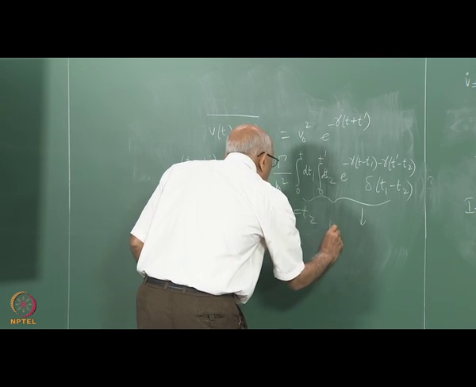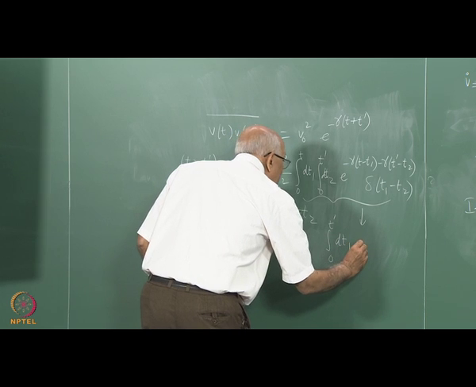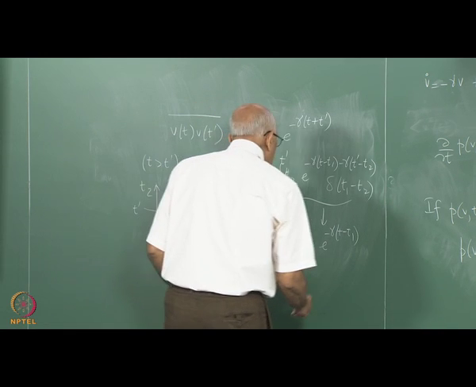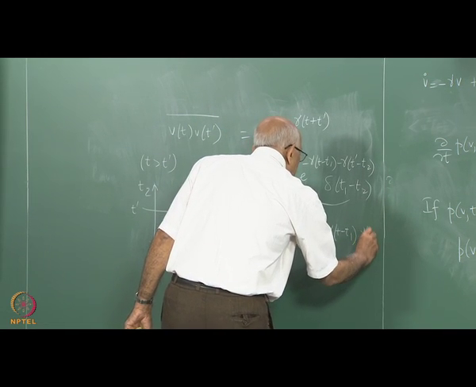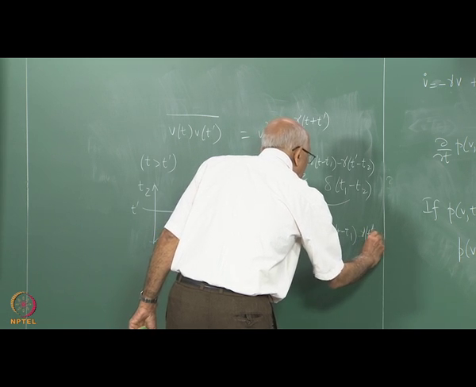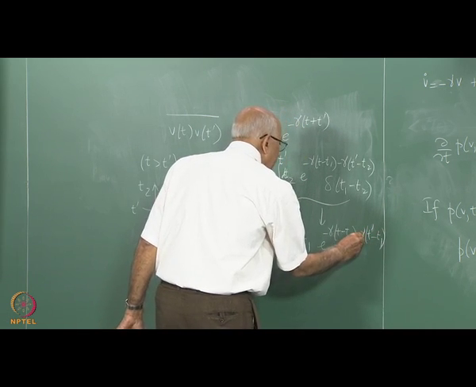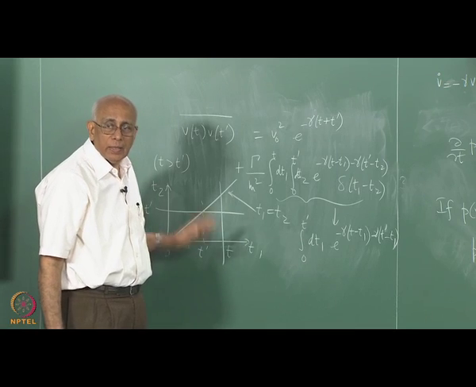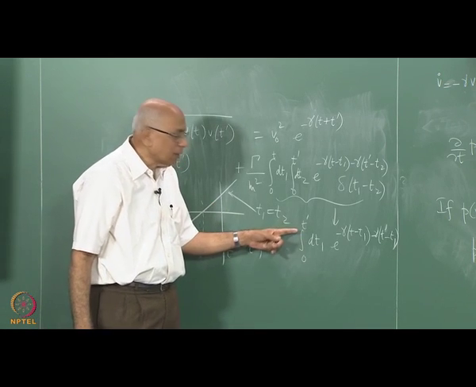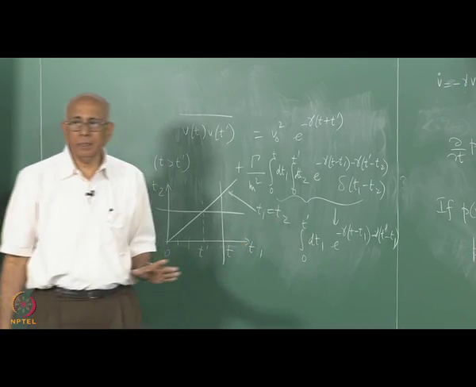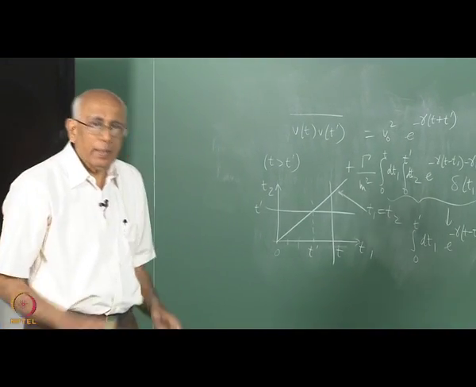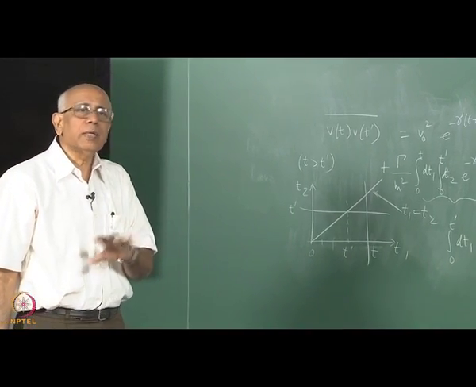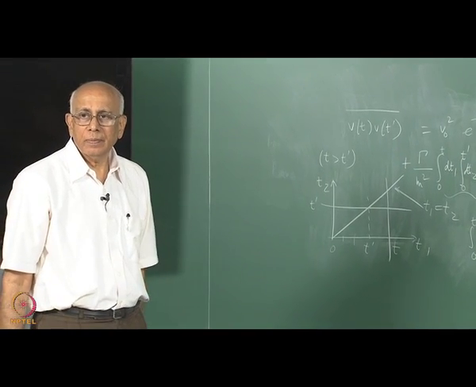So this thing reduces to integral 0 to t prime dt1 e to the minus gamma (t minus t1) minus gamma (t prime minus t1) once again. You can set t1 equal to t2 inside the integrand by using the delta function constraint, but the t1 integration is constrained to stop at t prime, okay, and then you have to do this integral, etc., etc. If t were greater than t prime, do the t2 integration later, do the t1 first.